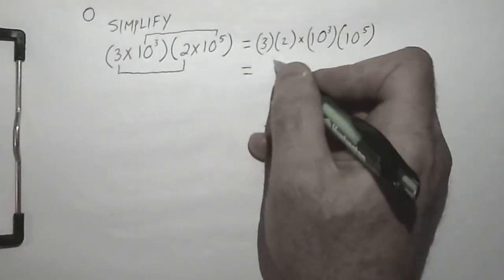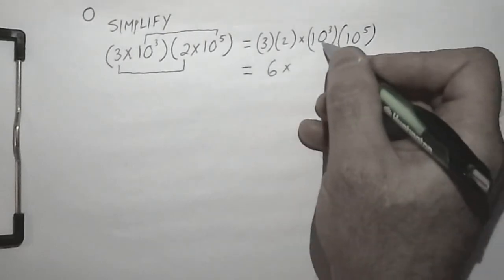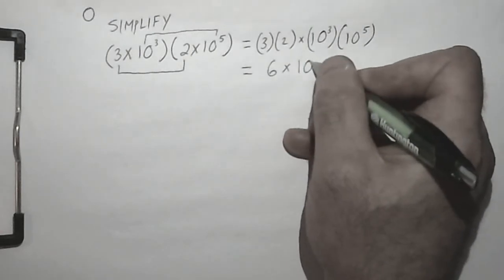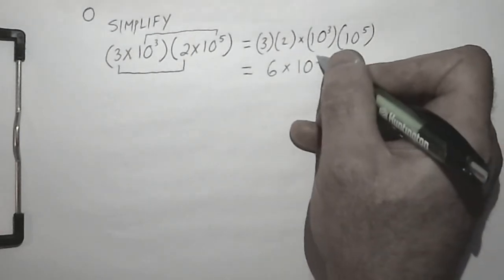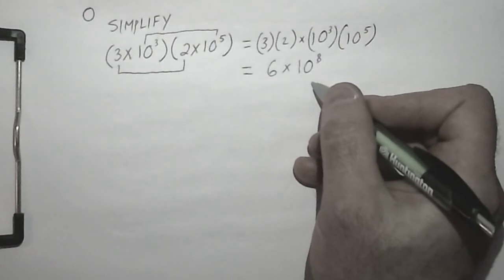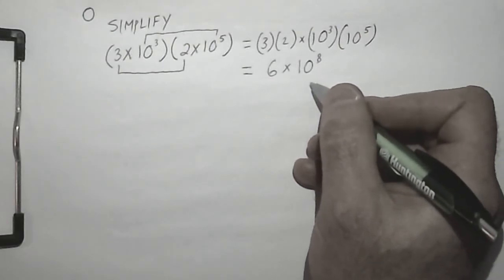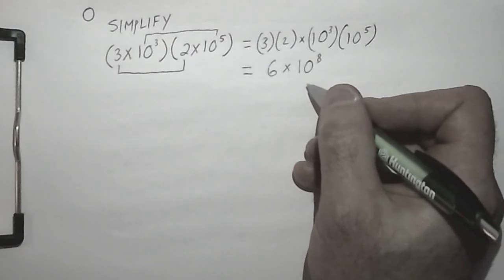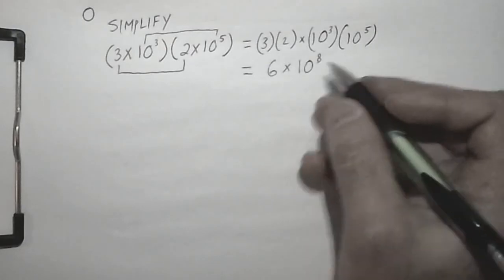Now 3 times 2 is 6, so we have 6 times 10 to the third times 10 to the fifth. When you multiply like bases, you keep the base the same and you add exponents. 3 plus 5 is 8. And ladies and gentlemen, that would be the product of these two numbers that are in scientific notation form: 6 times 10 to the 8th power, which is a pretty big number.